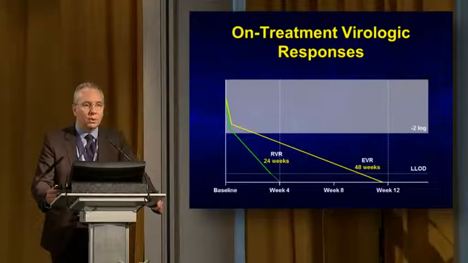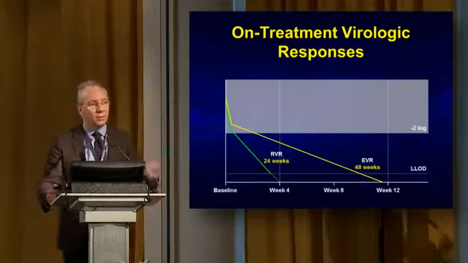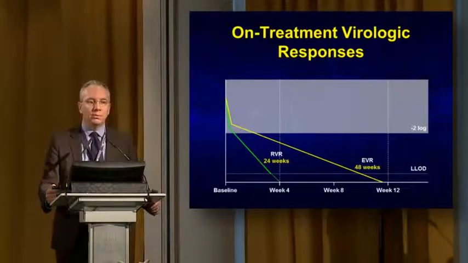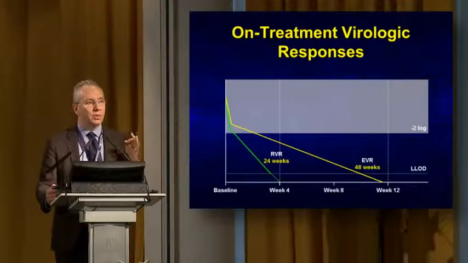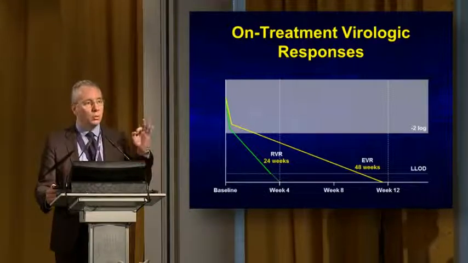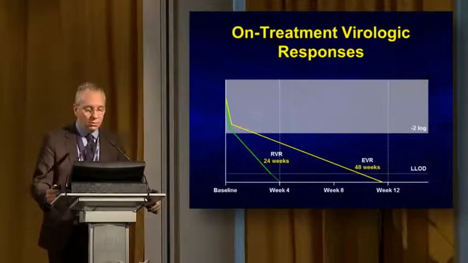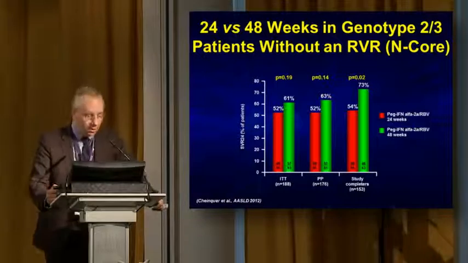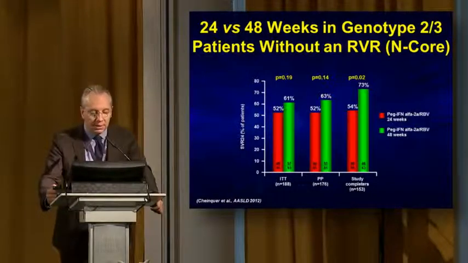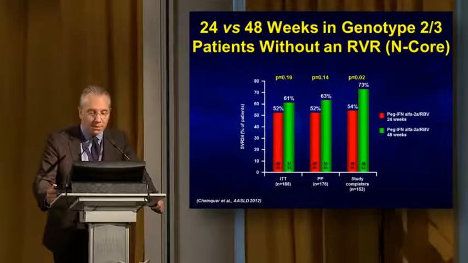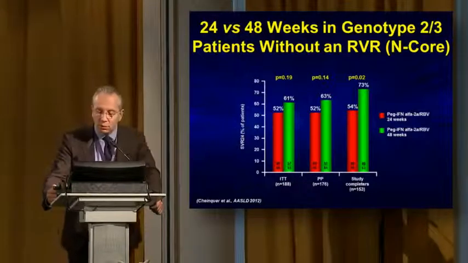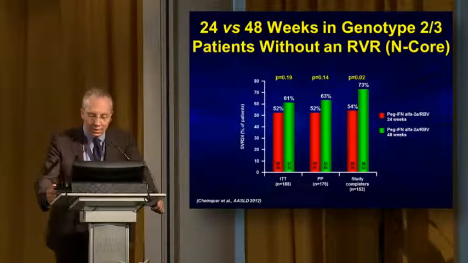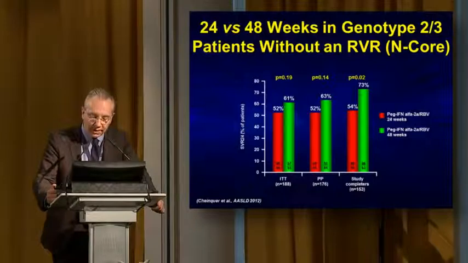This is true as well for genotypes 2 and 3. You may think that genotypes 2 and 3 must be treated for 24 weeks only. If the patient still has a detectable HEV RNA at week 4, you have to prolong therapy until week 48. And this has been proven recently by papers shown at the AASLD meeting, where genotype 2 and 3 patients without a rapid virological response were randomized into receiving 24 weeks of interferon ribavirin in red or 48 weeks of interferon ribavirin in green.